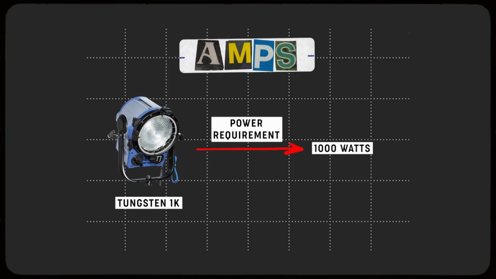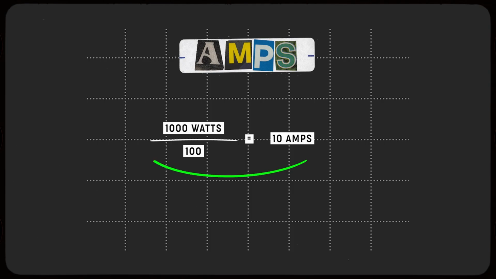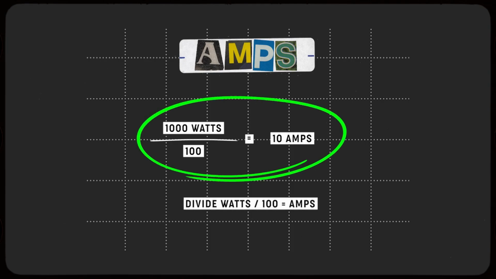How you arrive at amps is by taking that number of watts and dividing by 100. And I know I told you I'd spare you all the complicated equations, but if you can remember just that, dividing the watts by 100 to arrive at the amps, that's an easy way to calculate how many amps a light is using.